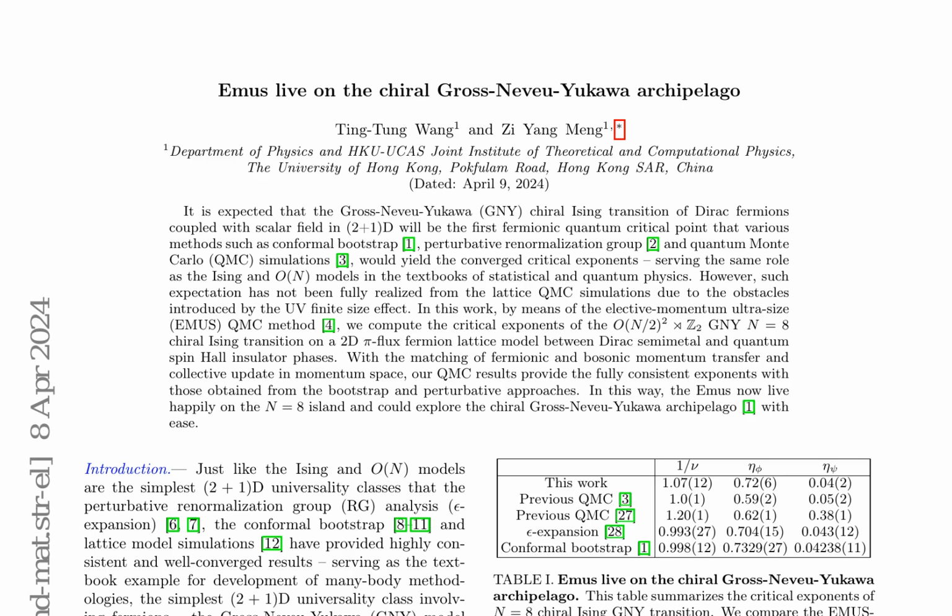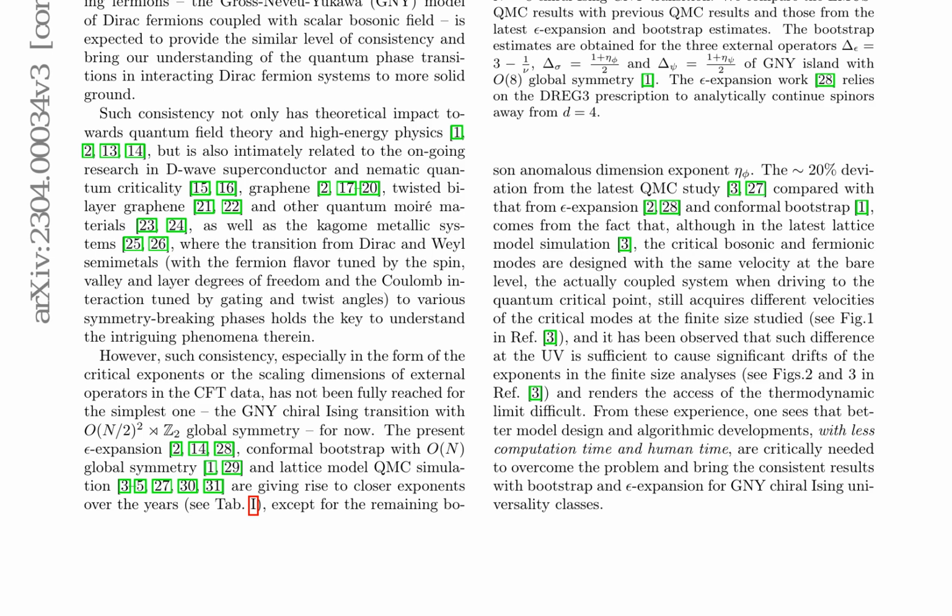This work addresses this issue by employing the effective-momentum ultrasize (EMUS) QMC method to compute the critical exponents of the O(N=2)... squared Z GNY N equals 8 chiral Ising transition on a 2D pi flux fermion lattice model. The model describes the transition between Dirac semimetal and quantum spin-Hall insulator phases, and the EMUS QMC method allows for the matching of fermionic and bosonic momentum transfer and collective update in momentum space.